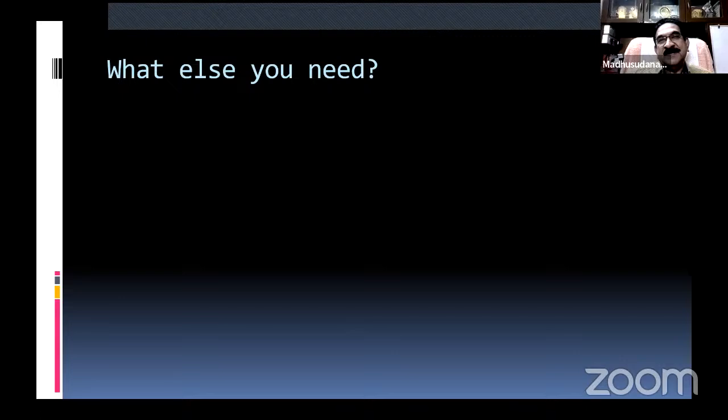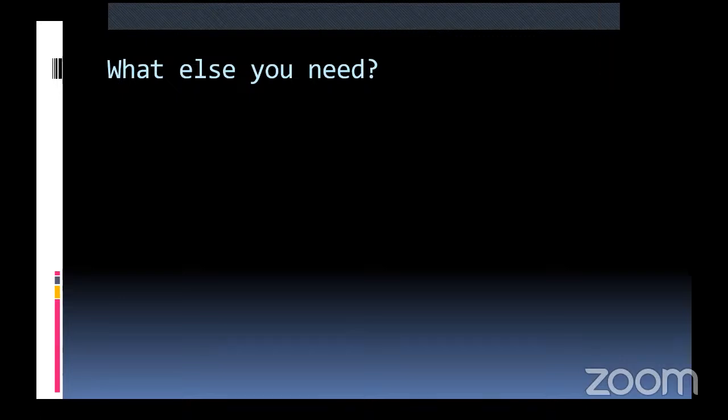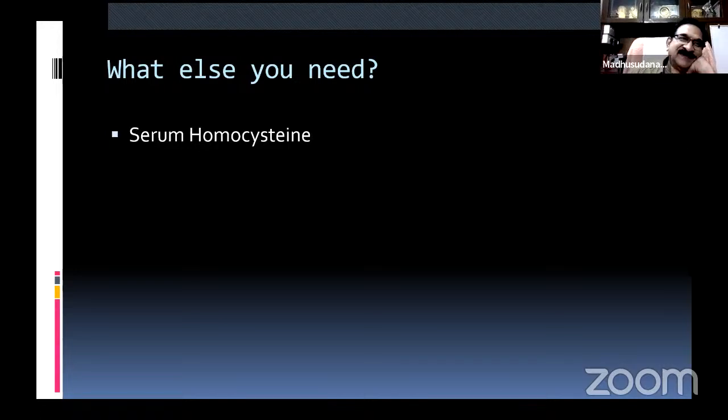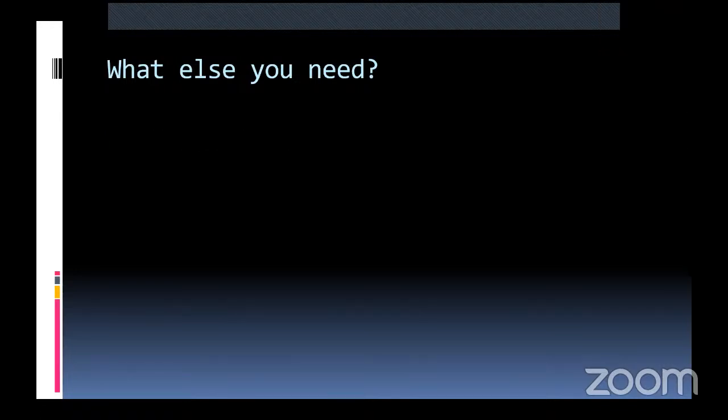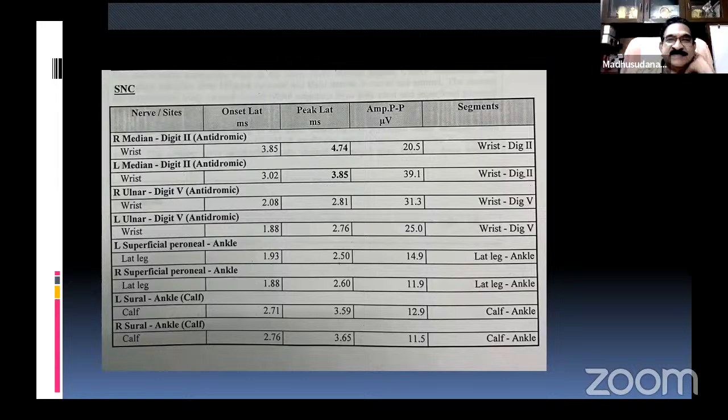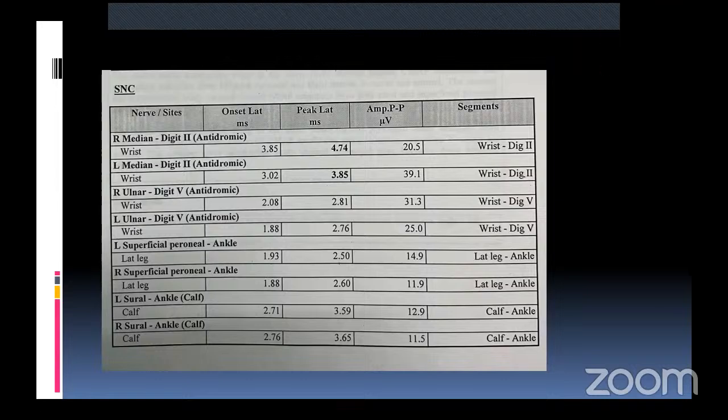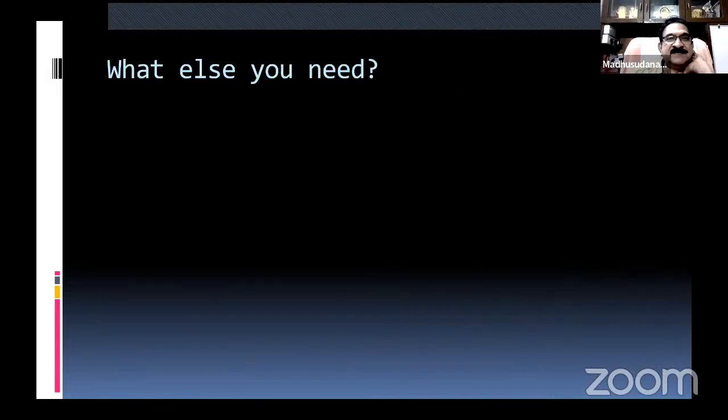So what else do you need now? Dorsolumbar spine with contrast. You've shown the SNAP, sir. SNAP is normal. This is the SNAP. So then radiculopathy is a possibility. Yeah, it could be radiculopathy. That's why I took the lumbar. I'll come to the spinal.